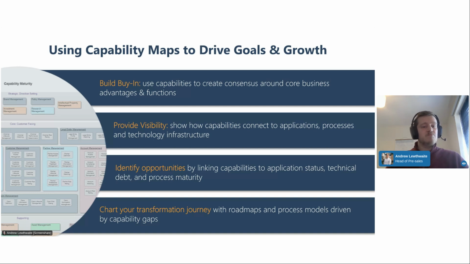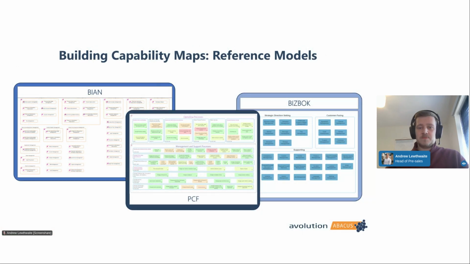It also becomes much easier then to start linking those capabilities to things like applications, processes, technologies, to understand where the underlying infrastructure lies as well. For those of you who've used capability models, specifically across industries, I guess, you might have come across things like BIAN. So this is a very specific service landscape or capability model for financial institutions.